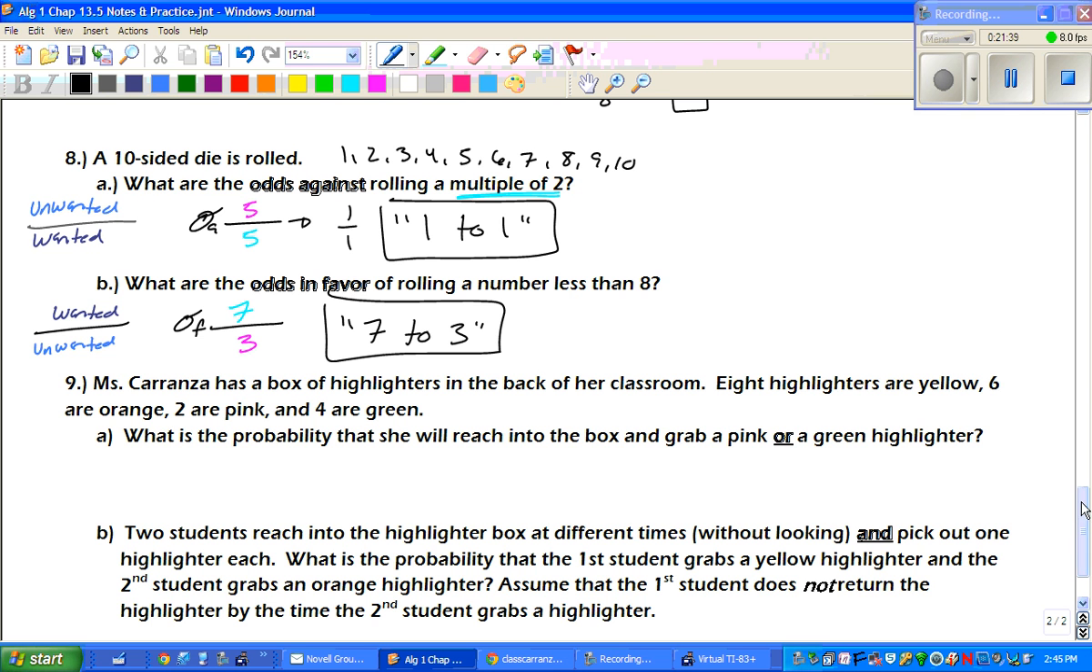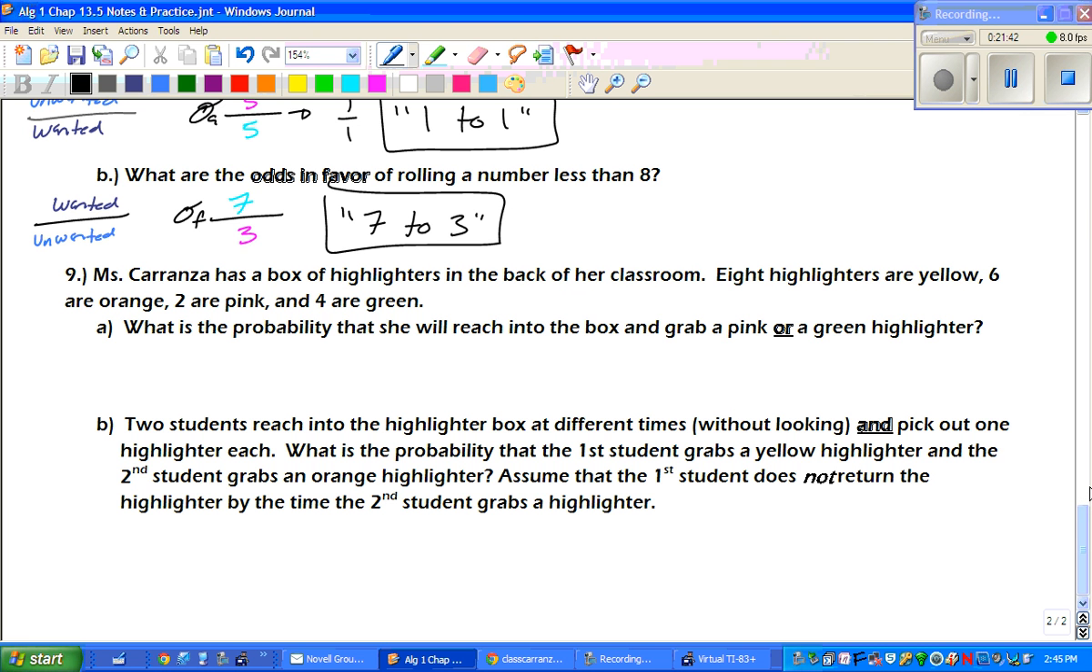All right. Number 9. Miss Carranza has a box of highlighters in the back of her classroom. She really does, in case you don't know. She has 8 that are yellow, 6 that are orange, 2 that are pink, and 4 that are green. We need to know, first off, what is the total? Well, 8 plus 6 plus 2 plus 4 would give you 20. So what is the probability that she will reach into the box and grab a pink or a green highlighter?